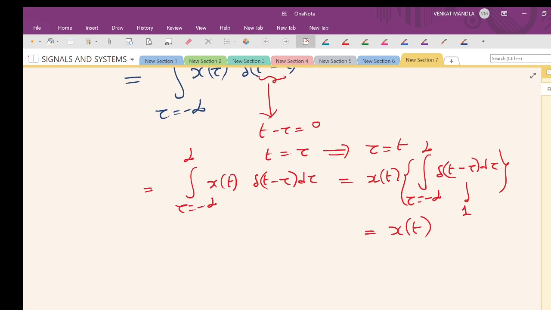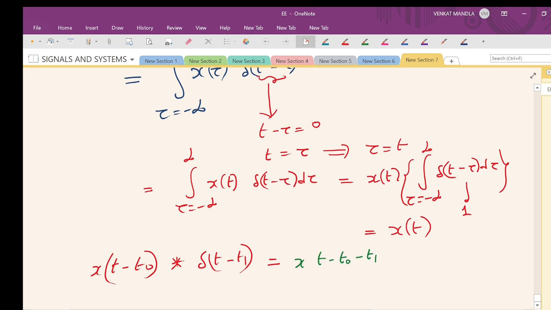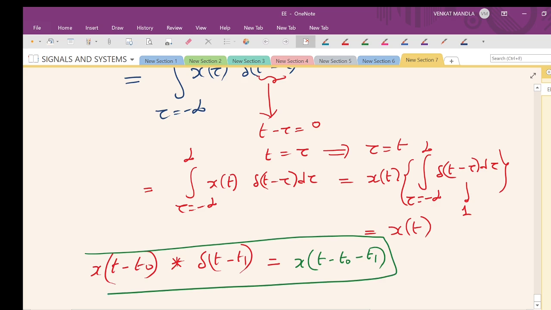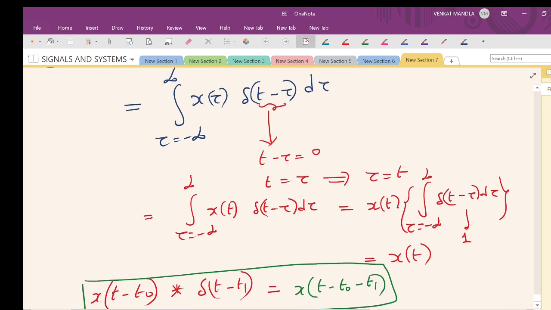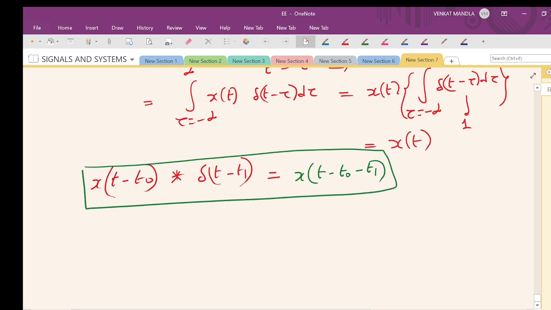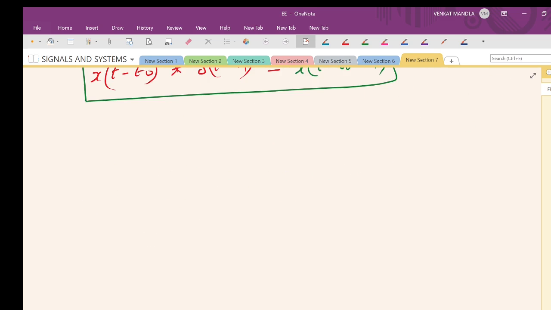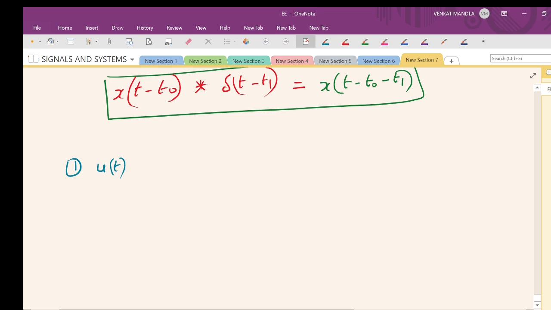And you can easily derive that x of t minus t naught convolution with del of t minus t1 equals x of t minus t naught minus t1, from the above property itself. Now the important results. First one: u of t convolution with del of t. Any signal convolution with del of t is that signal itself, so it is u of t only.